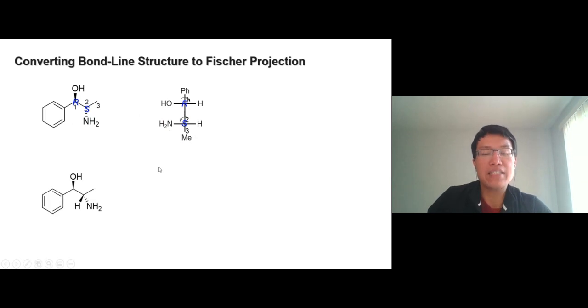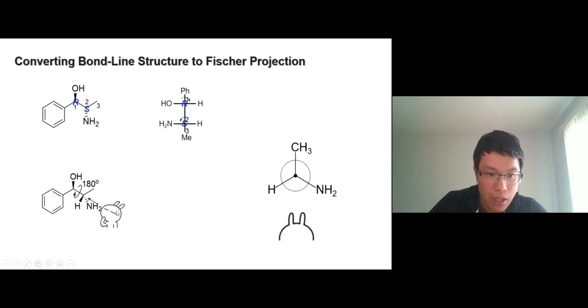All right, there's another way to convert the bond line structure to the Fischer projection by looking at it, but I'm not teaching you. You don't need it right here. You're not a chemistry major. I'm not teaching you right there. I'm going to skip that. I'll turn it 180 degrees. Look it through right here.